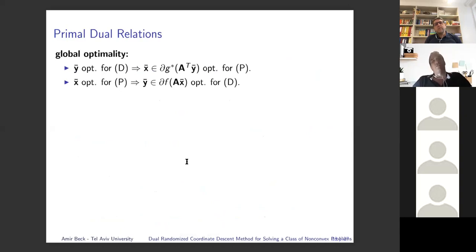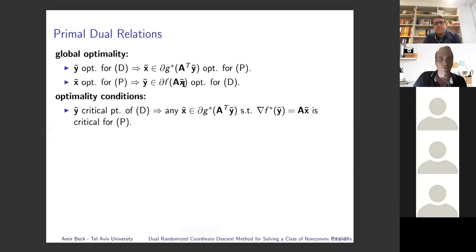Okay, so first of all, let's look at the primal dual relations. What is the primal dual global optimality relation? This is not a deep result. It just comes from the derivation of the Toland dual from the primal. So if you have an optimal solution for D, then any vector which is a subgradient of G star at A transpose Y is an optimal solution for P, and vice versa. If X is optimal for P, then every subgradient of F at AX is optimal for D. But this is nice, though it doesn't really help us too much because both P and D are difficult problems, so we don't have a lot of hope that we actually get the optimal solution.